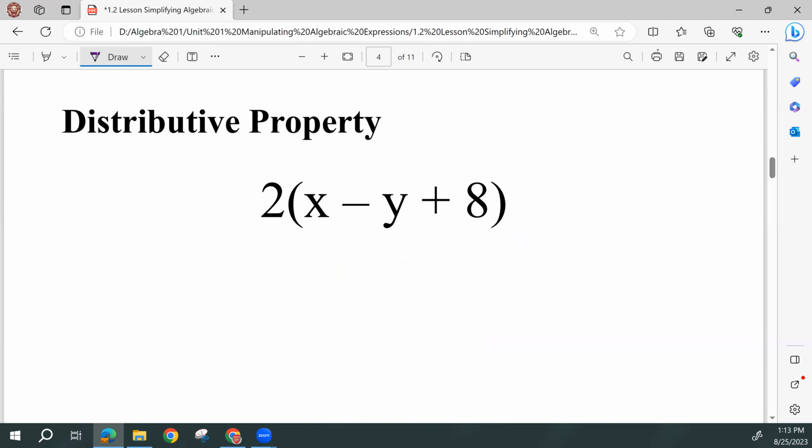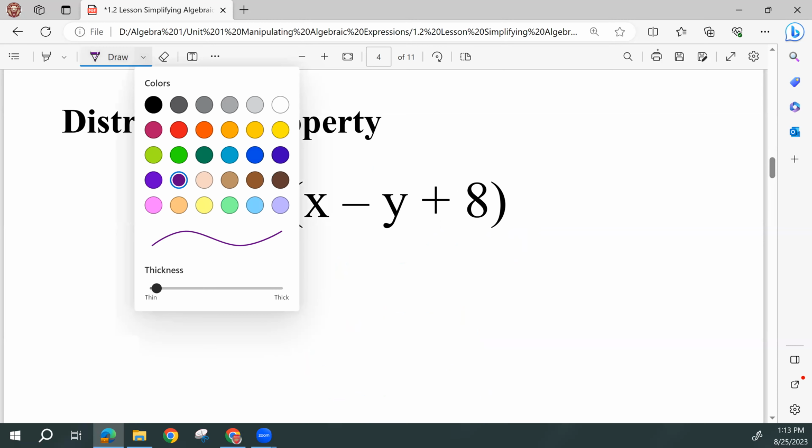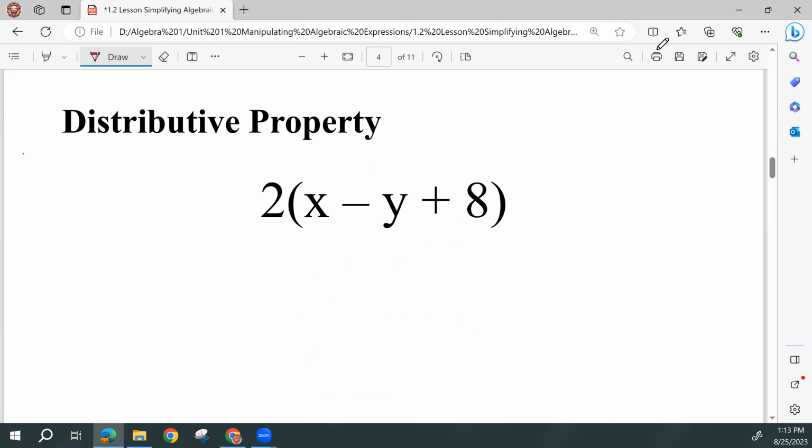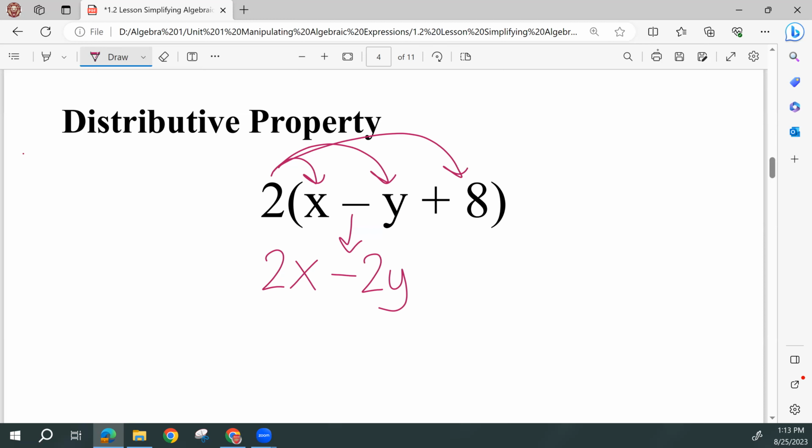And I'll do one more that's a little more complicated, but only because we've added a term, but we still do things the same way. Our process doesn't change. We want to multiply 2 times every term in this parentheses. And so I'm going to do 2 times x, which is just 2x. Bring down my minus sign and do 2 times y, which is just 2y. Bring down my plus sign.